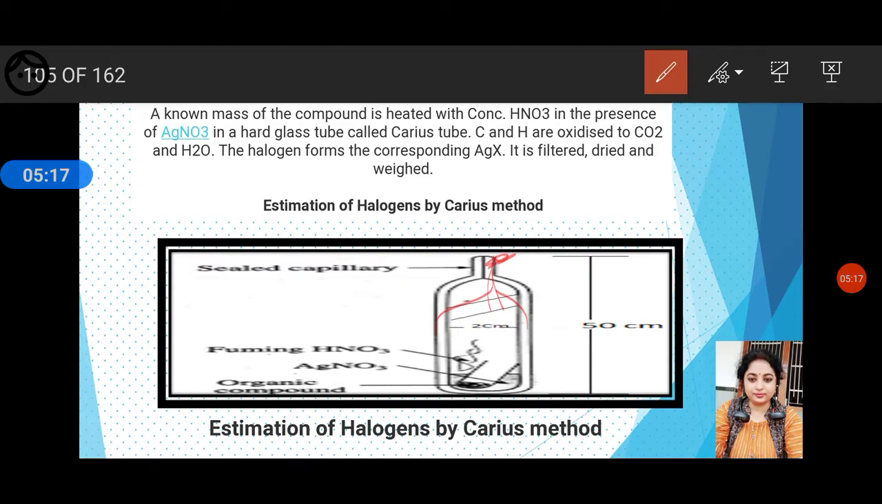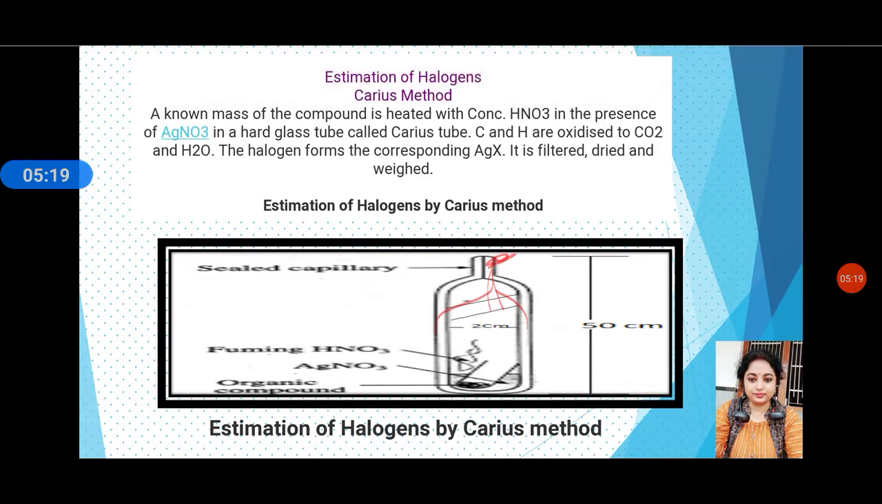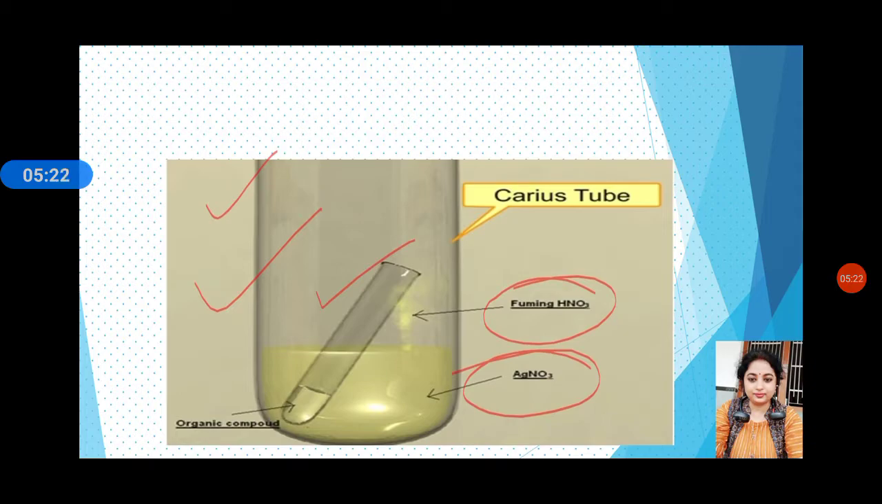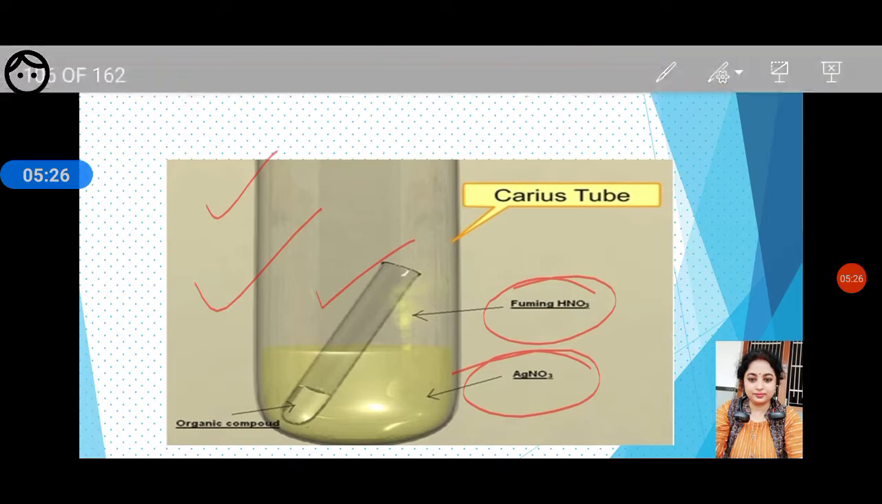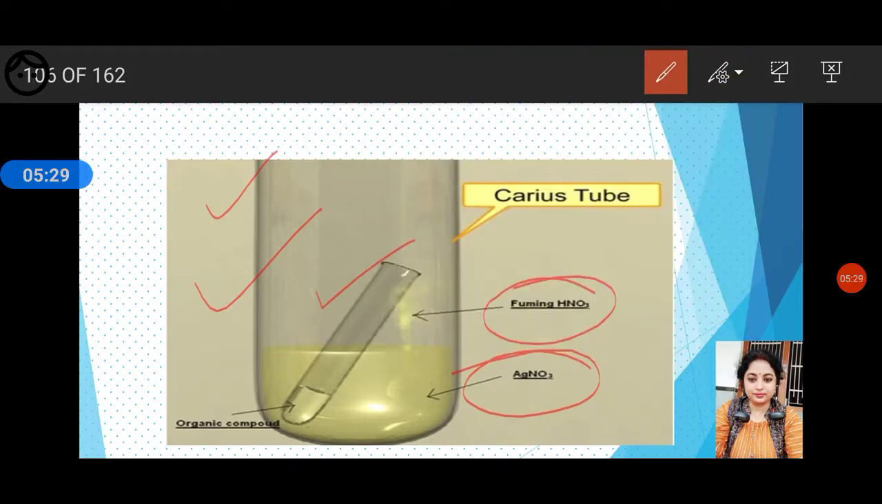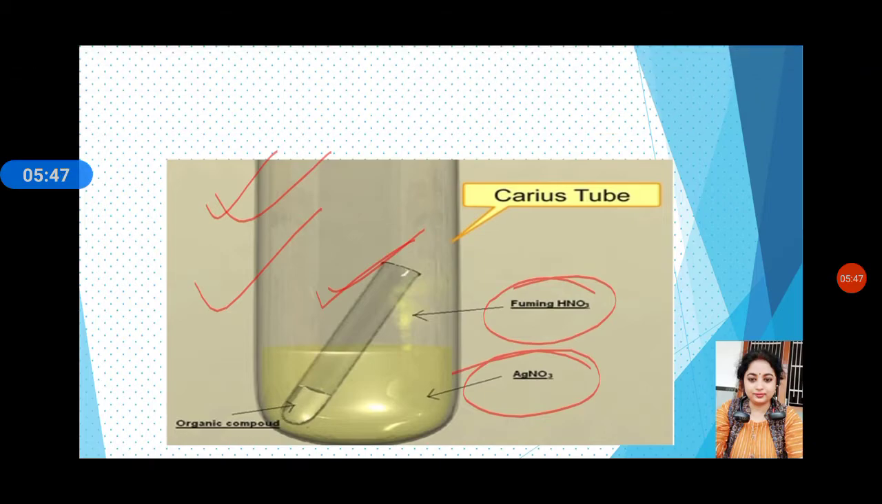sealed. So a sealed Carius tube is in front of us, which is containing fuming nitric acid and silver nitrate, and in the other tube it is containing an organic compound. Okay, the setup is ready. Now next what we have to do, the open end of it is now heated in an iron jacket of the furnace. Now this apparatus will be kept in an iron jacket.